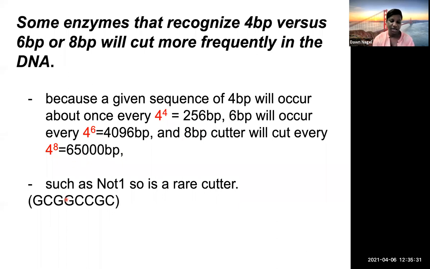So enzymes such as NotI, which recognizes 8 base pairs, are often considered rare restriction enzymes, or rare cutters, because they cut at a lower frequency than others. So that's something I also wanted you to keep in mind.